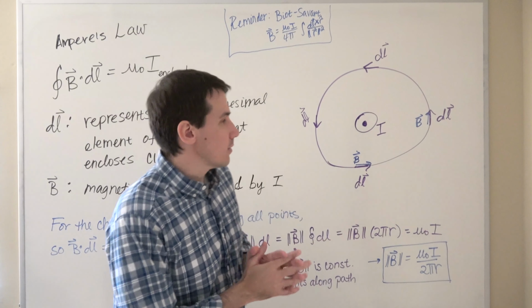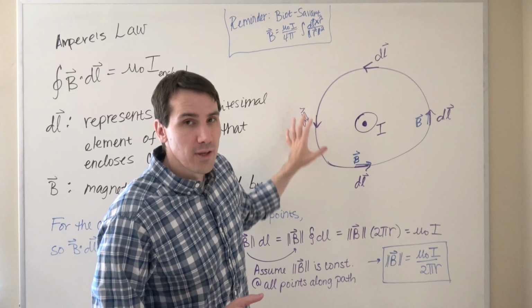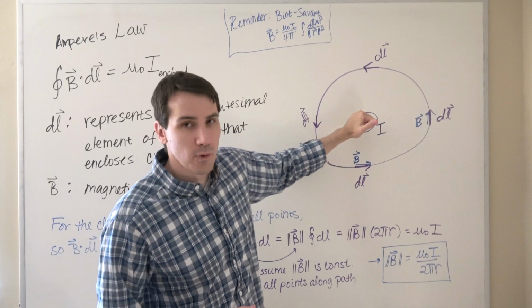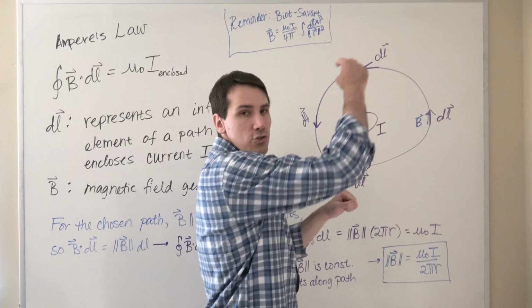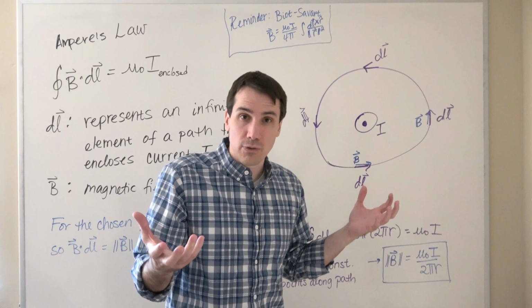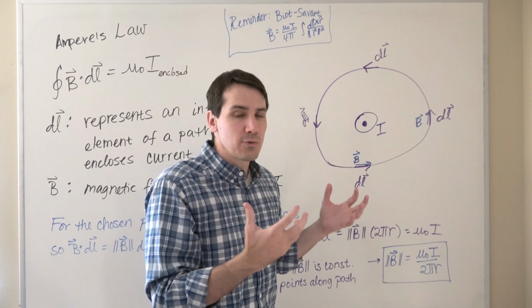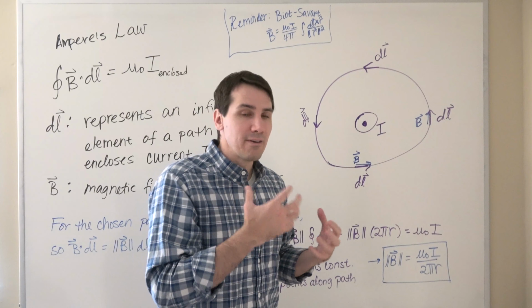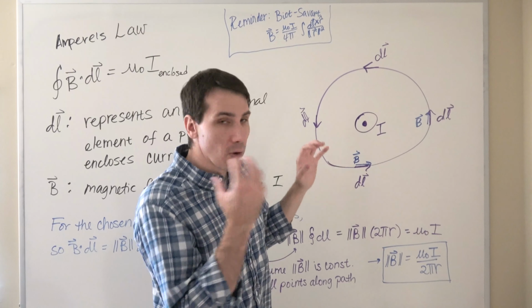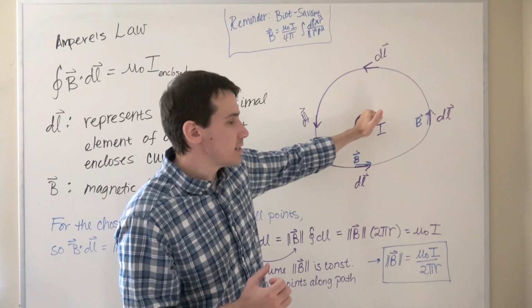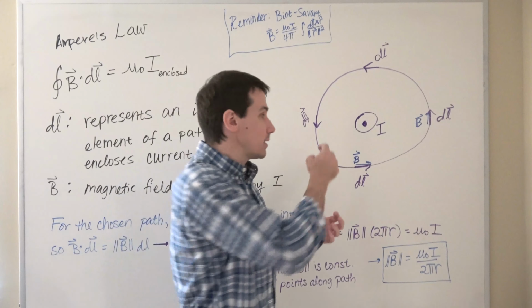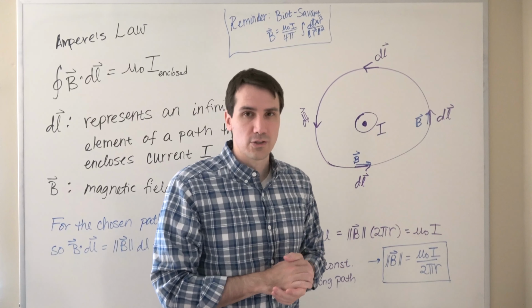Now, to be clear, there is actually nothing at the location of this loop. If you have a copper wire coming out of the board, you can just draw an imaginary loop around that wire and then do an integral around that loop. And that is what Ampere's law does. I am not physically putting a loop around the wire. The only physical thing in this picture is the current coming out of the board. And I am mathematically creating this loop that I'm going to integrate around.